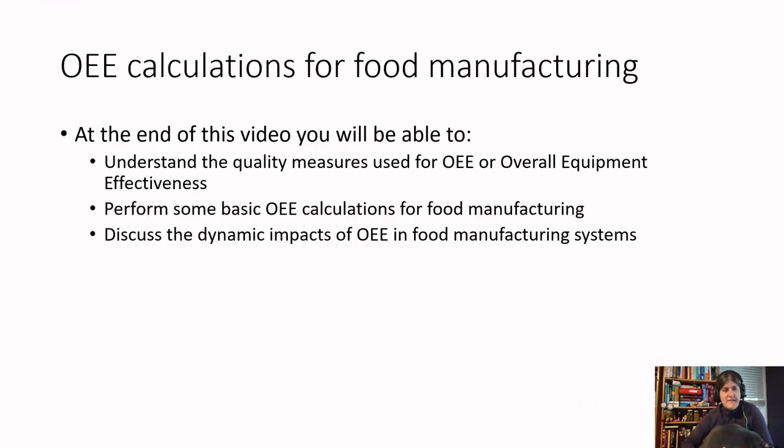like right now. So at the end of this video, you will be able to understand the quality measures used for OEE, or what is otherwise known as overall equipment effectiveness. We'll perform some basic OEE calculations for food manufacturing, and we'll discuss the dynamic impacts of OEE in food manufacturing systems. And we'll delve into some topics of root cause analysis, and that may be a video that you follow up with because we are going to be delving into the different tools of quality measurement. And this just happens to be one of those overarching ones.